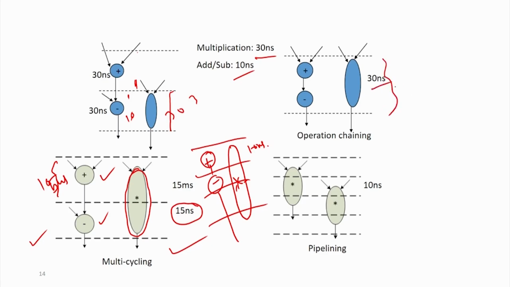keep your clock period at 30 nanoseconds, but you try to execute both of them in the same clock, right. Then also you can achieve 30 nanoseconds, in a 30 nanosecond clock period, right. So, that is also possible, and the third possibility is the pipeline.